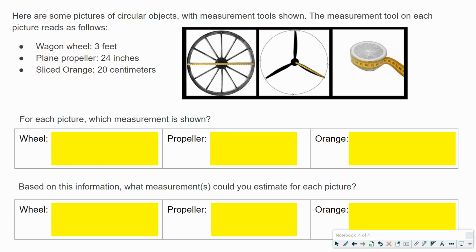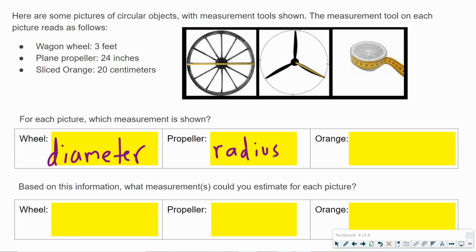So the wheel, I was given the diameter. The propeller, it's halfway across, that's the radius. And the orange is going around, it's the circumference.